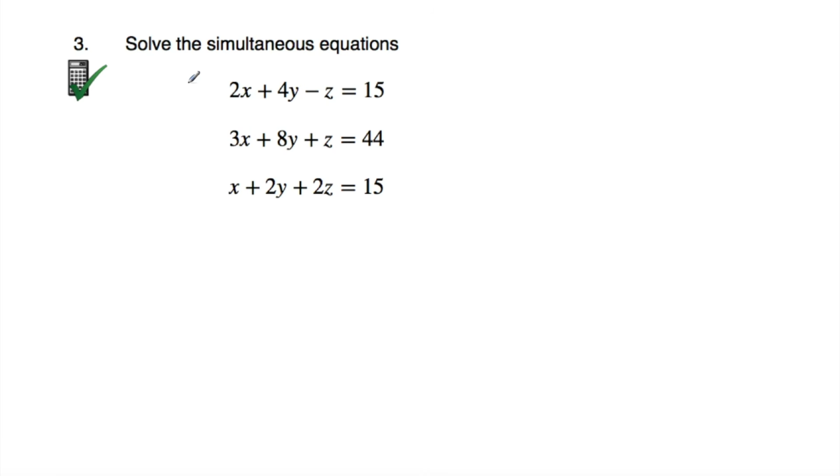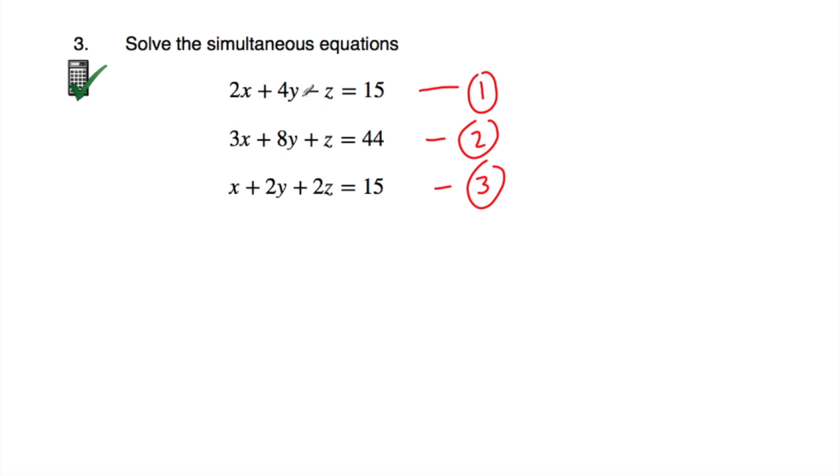So question number 3, we've been asked to solve the simultaneous equations 2x plus 4y minus z equals 15, 3x plus 8y plus z equals 44, and x plus 2y plus 2z equals 15. So I'm going to start off by numbering them. I'm going to call that equation 1, the second one equation 2 and the third one equation 3, just to help me remember which one's which and to show what I'm doing.